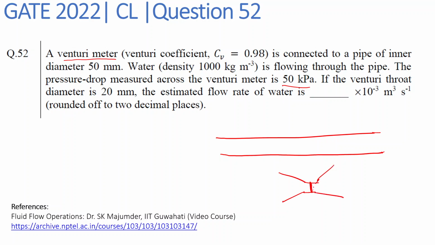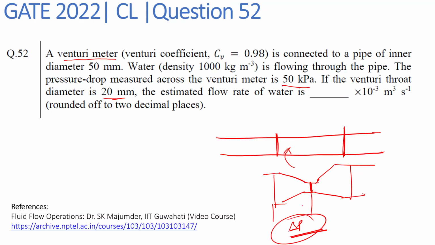So this section is known as the throat of the venturimeter, for which we have been given the diameter as 20 mm. This venturimeter is fitted inside this pipe, and we will be measuring the pressure drop across both of these sections, that is delta P. Based on this pressure drop, we can use Bernoulli's theorem to find the flow rate. So ultimately we will have the flow rate as a function of pressure drop, the diameter of the venturi, and some other factors.